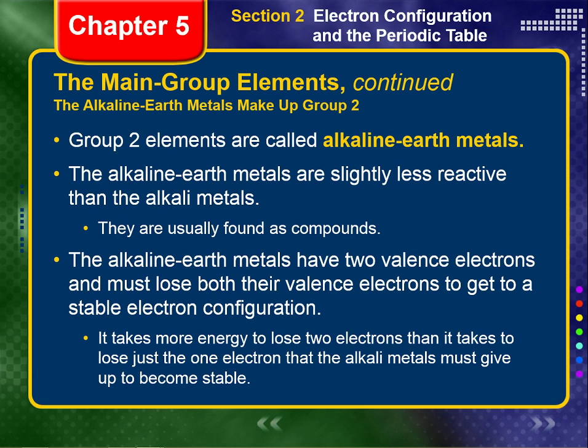The alkaline earth metals make up group 2. Group 2 elements are called the alkaline earth metals. Alkaline, not alkali anymore, alkaline earth metals. They are slightly less reactive than the alkali metals, but again, they are usually found as compounds. The alkaline earth metals have 2 valence electrons and must lose both of their valence electrons to get to a stable electron configuration. It takes more energy to lose 2 electrons than it takes to lose 1, right?